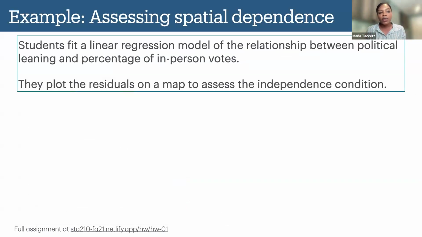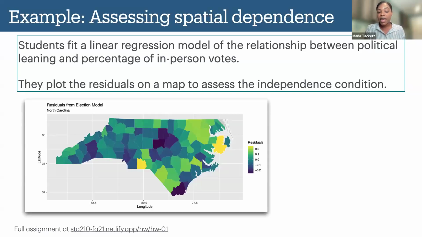Now, later on down the road, they fit a linear regression model, again looking at the relationship between political leaning and the percentage of in-person votes. And then they needed to plot the residuals on a map because we were checking the model conditions. And again, our spidey senses go that perhaps there's some issues with spatial dependence. And so here they make a map of the residuals.